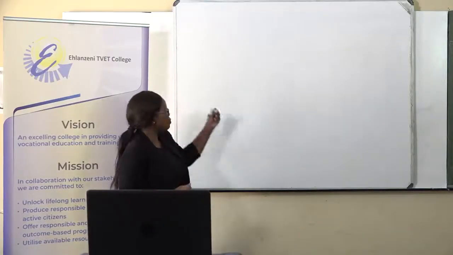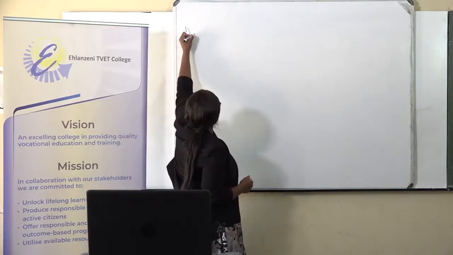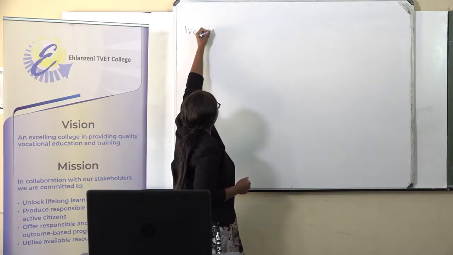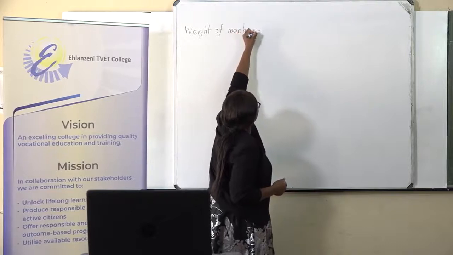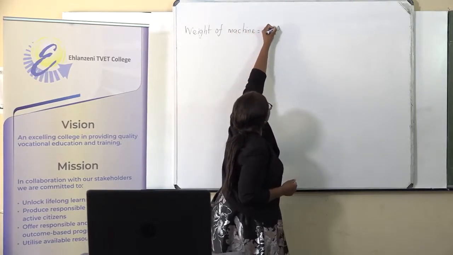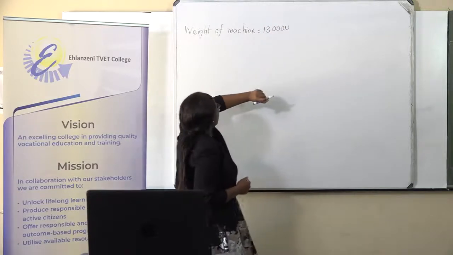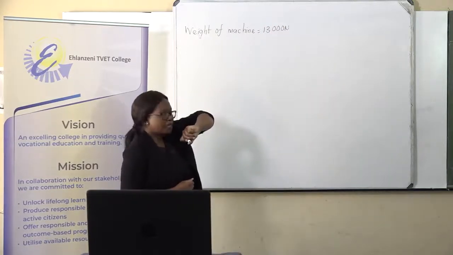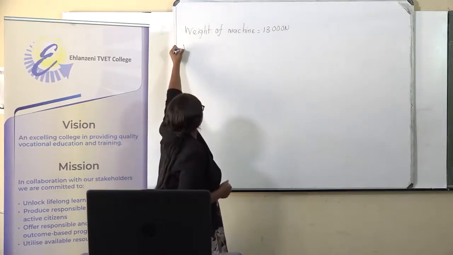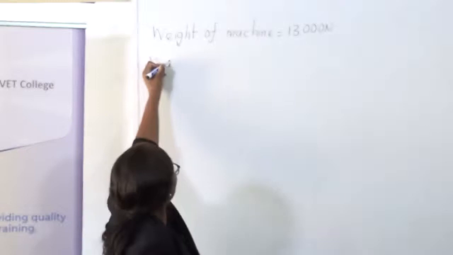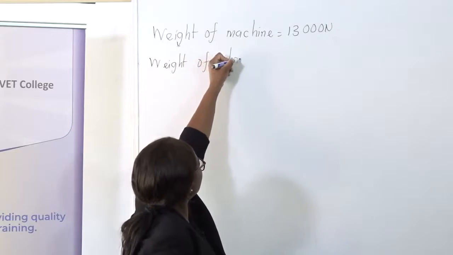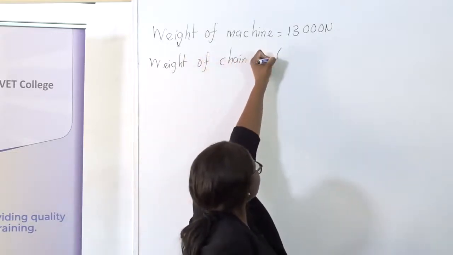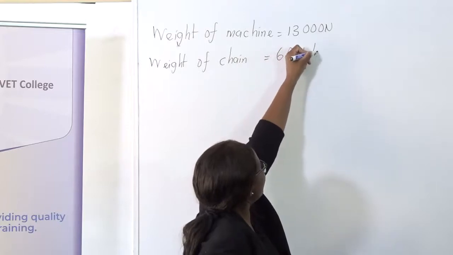Let's put down our data. What do we have? We agree we have two objects. The machine: we are given the weight of the machine, which is 13,000 newtons. And we have the weight of the chain, which we are given as 60 newton per meter.